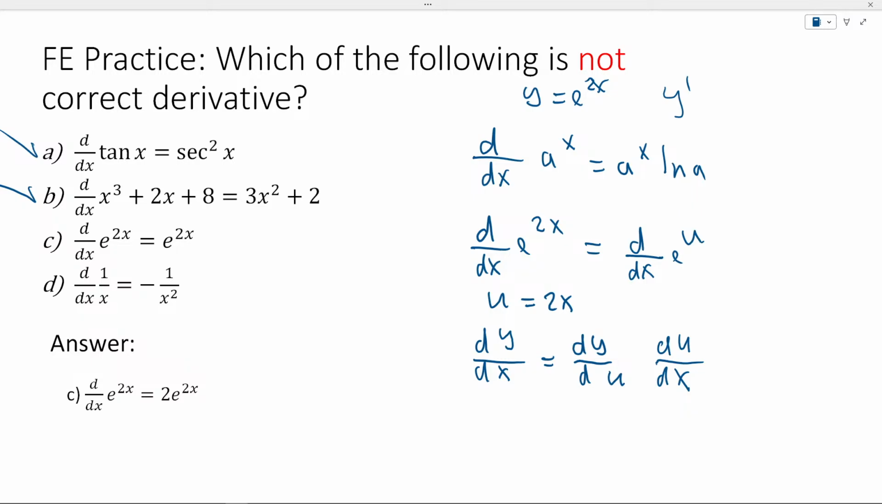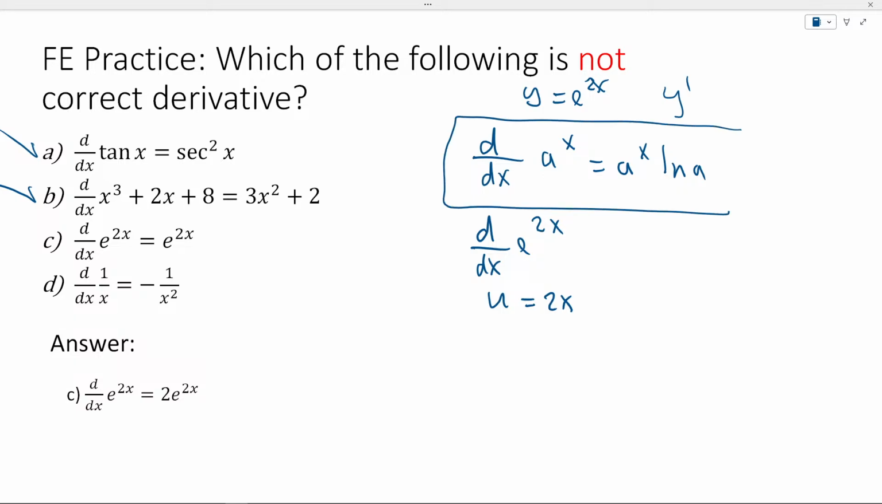So basically, let me do it step by step. Like I'm telling you, this is your y is equal to x squared, and I'm asking what's y prime, dy with respect to dx. So you substitute your y here. And then here I cannot solve this because my rule is only for x, not 2x. That's my rule.